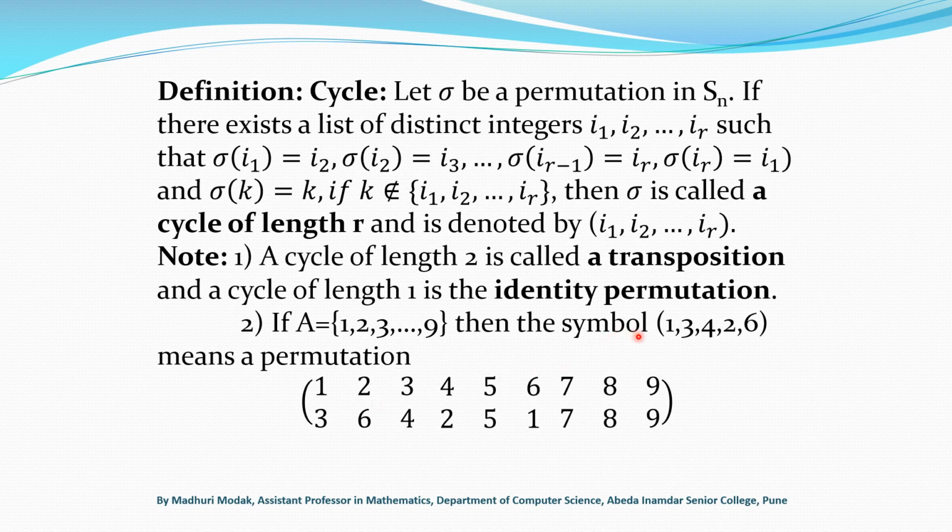Then after 2, there is 6, meaning 2 maps to 6. Now after 6, the bracket closes. It means 6 will map to the starting element 1. So 6 goes to 1. Now some elements from 1 to 9 are absent here, which are 5, 7, 8, 9. So they map identically. It means 5 maps to 5, 7 maps to 7, 8 maps to 8 and 9 maps to 9. So in this way, the permutation written in cyclic form, we can write in the array form.